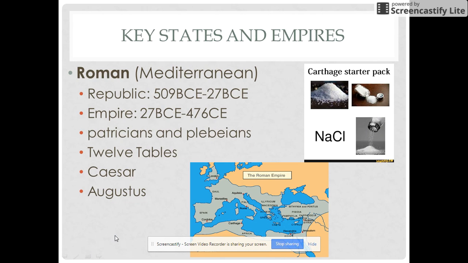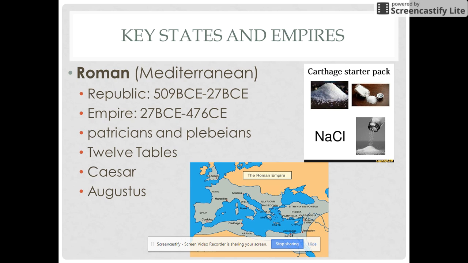All right. So Rome is divided into two different time periods. You have the Roman Republic, which was from about 509 BCE to 27 BCE. Then you have the Empire, which is from about 27 BCE to 476 CE. So the Empire is going to be around a lot longer than the Republic.